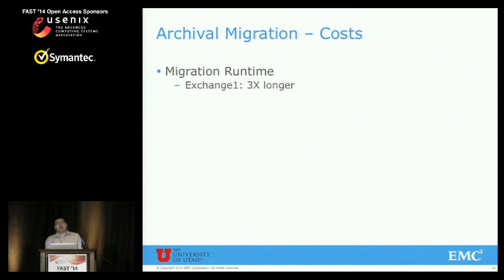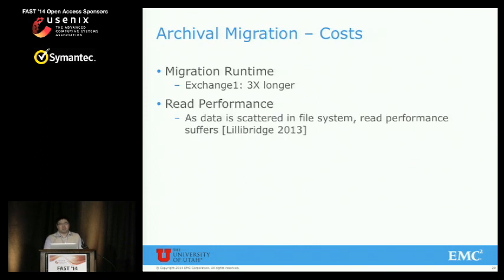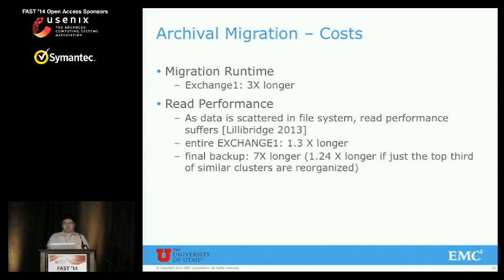There is some overhead associated with doing migratory compression for data migration. We found that the runtime for migrating the Exchange 1 data set is almost 3 times longer. This is because of some additional computation and I/O involved. And then the read performance also becomes worse, because now the data is more fragmented across the file system. So to read back the entire Exchange 1 data set, it now takes 1.3 times longer.